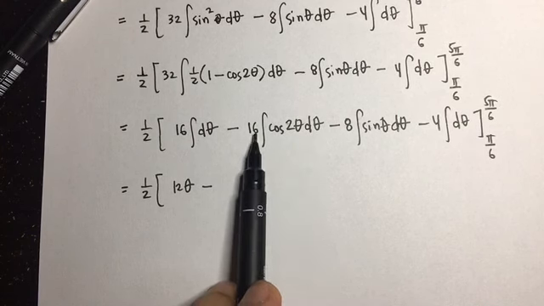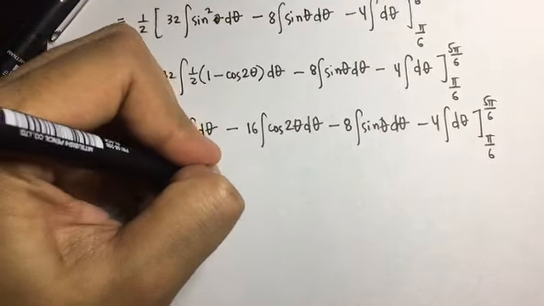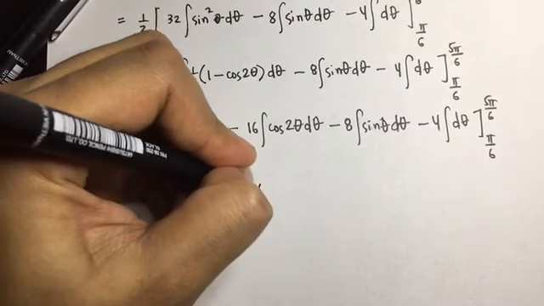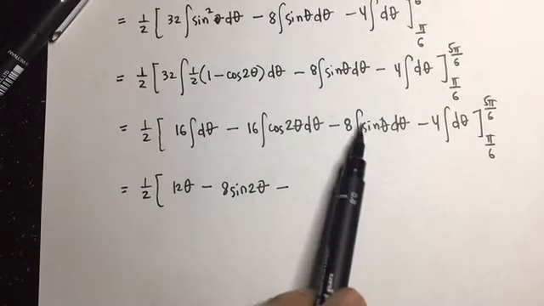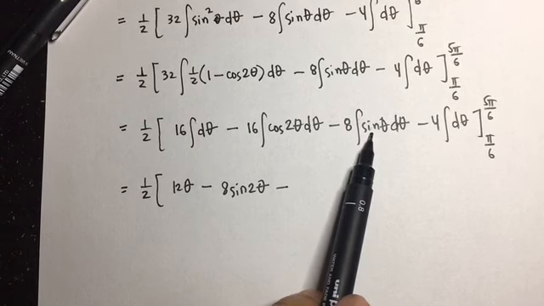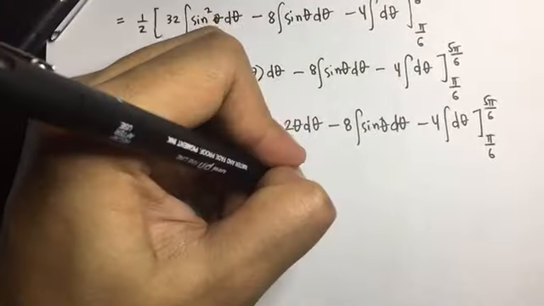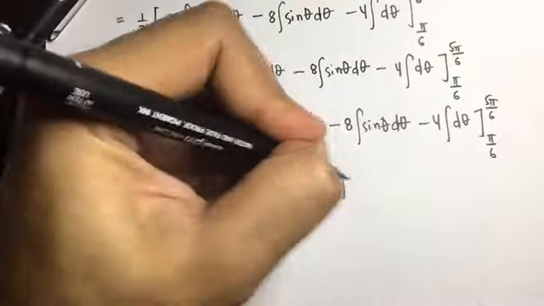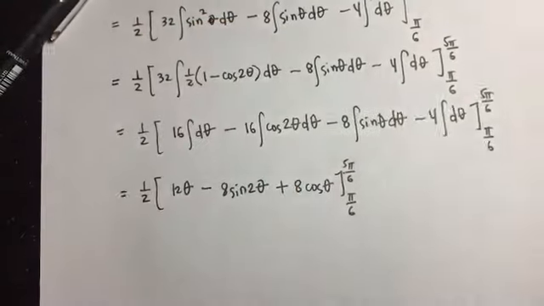So therefore, outside the integral sign, we must write 1/2. So therefore, this will become 8 sine of 2 theta. Minus, integral of sine is negative cosine, so this will become plus 8 cosine theta. Limits from pi over 6 to 5 pi over 6.